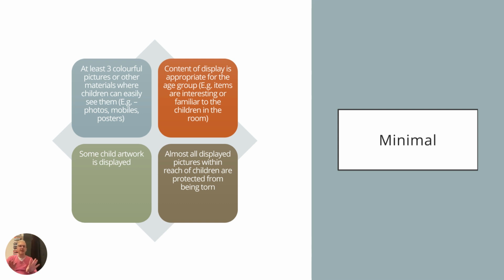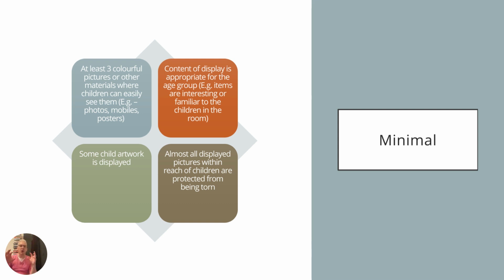So if there's children's artwork or posters or displays that adults have created that the children can reach, that they are actually protected from being torn. So they might be in plastic wallets, they might be behind a perspex screen, they might be made of laminated material, they might be made of material that won't tear, or just out of children's reach. Okay, let's go on to see the next standard.